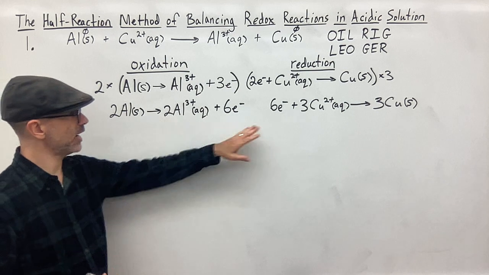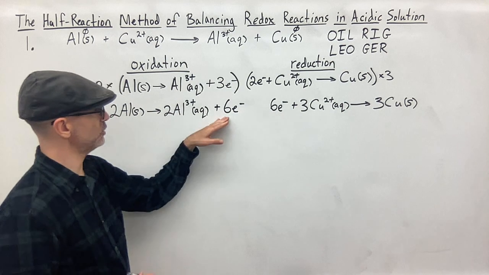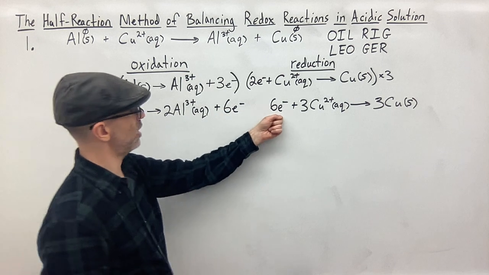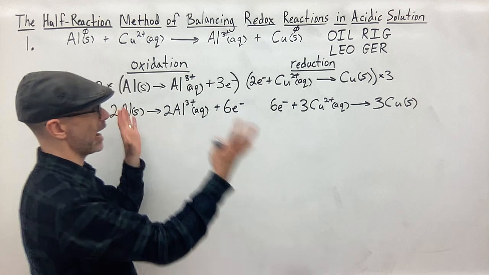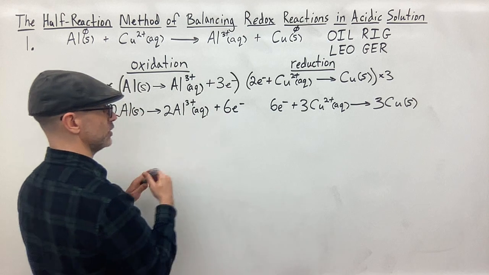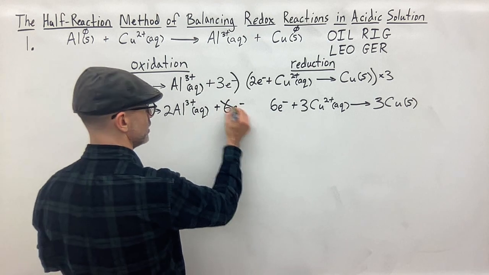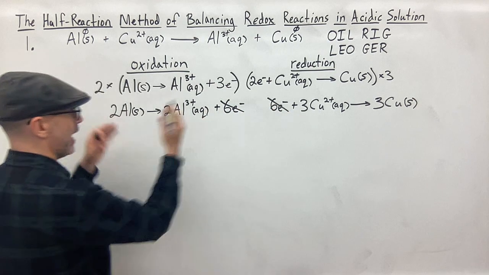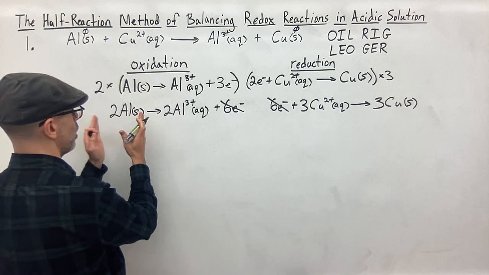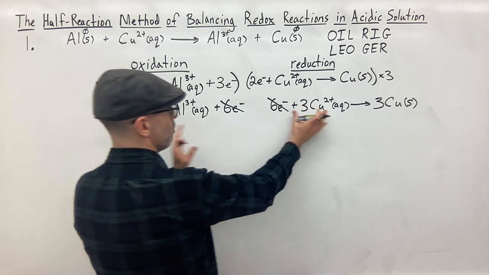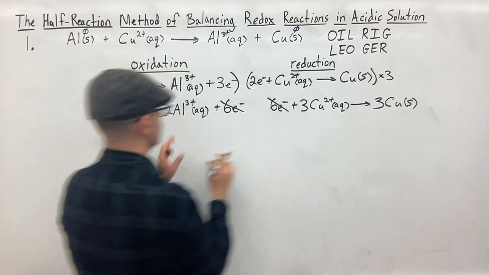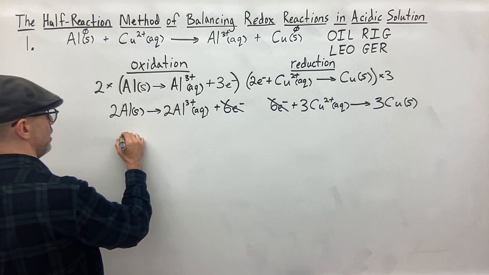So the half reactions both have 6 electrons. 6 on the product side here, 6 on the reactant side. So when I add these together, these 6 electrons on both sides will cancel each other out. So then this is going to cancel out with that. I add these back together, and I'm going to put both reactants on the same side, both of the products on the same side.